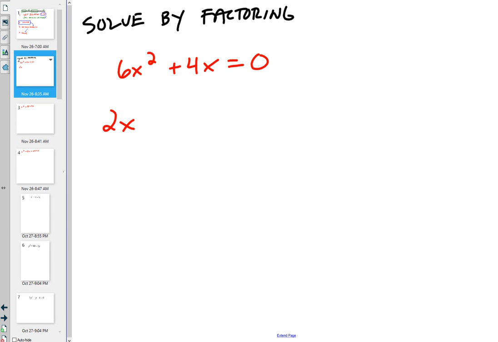I told you very explicitly that greatest common factor is the opposite of the distributive property. So let's undistribute this. 2x times what gives you 6x squared? 3x. 2x times what gives you 4x? 2.